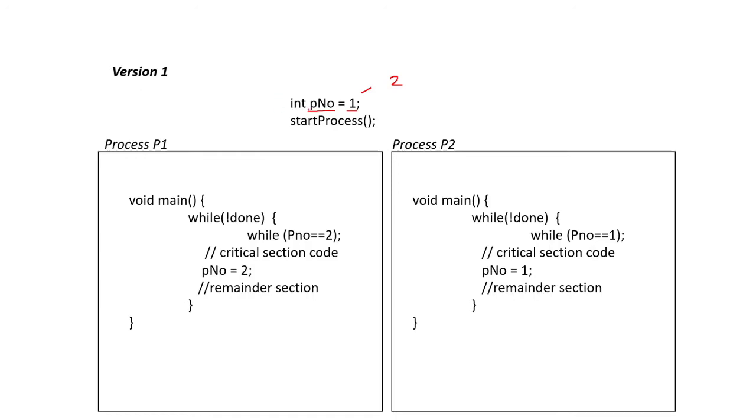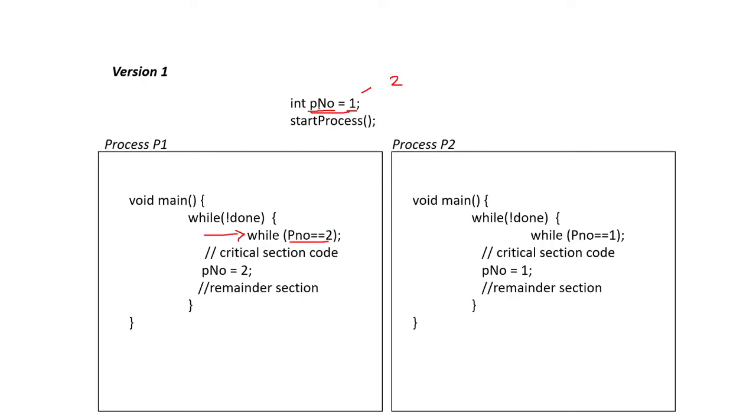As I said, the value of p number is initialized to 1 first. Next, when we start the processes, let p1 be the first process to start. Now, when it tries to enter into the critical section, first it will need to execute this line of code. That is, it needs to check whose turn it is to enter into the critical section. So it evaluates the condition: if p number equals 2, that is, it checks if this is process 2's turn to enter into the system.